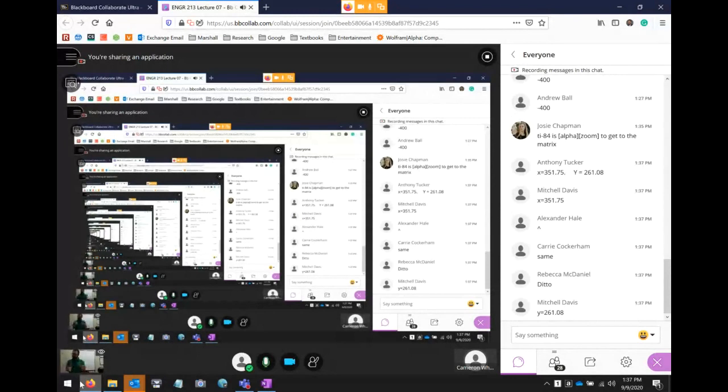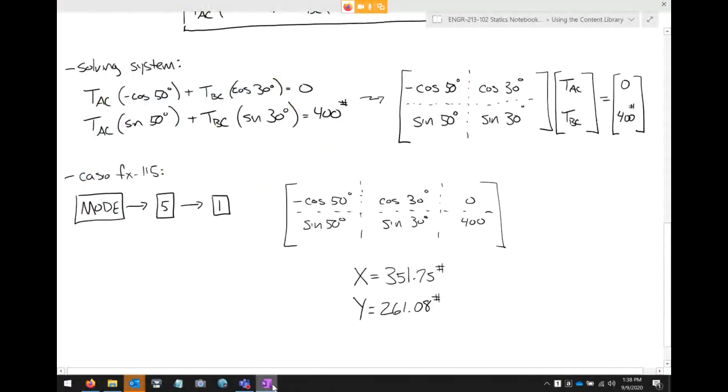Is there anybody that's having a problem getting that? One thing I'll say, if you are having a problem, make sure that you check the signs, not the cosines and sines, but that first value needs to be negative. So it's the negative cosine 50, and then everything else is positive.